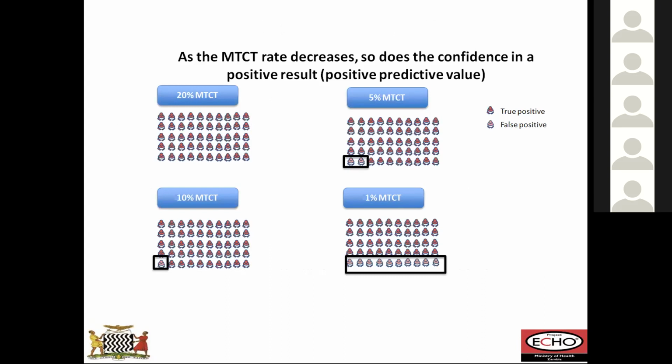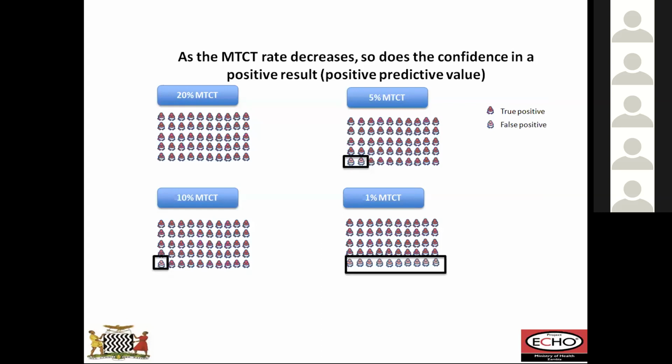So right now, I think we have reductions in mother-to-child transmission rate with the various interventions that we have. With this reduction, the confidence in the positive result is actually reduced. If you look at those 3 pictures, in the second one, we have 20% mother-to-child transmission. When you get your results, you almost have 100% confidence that the positives are positives.